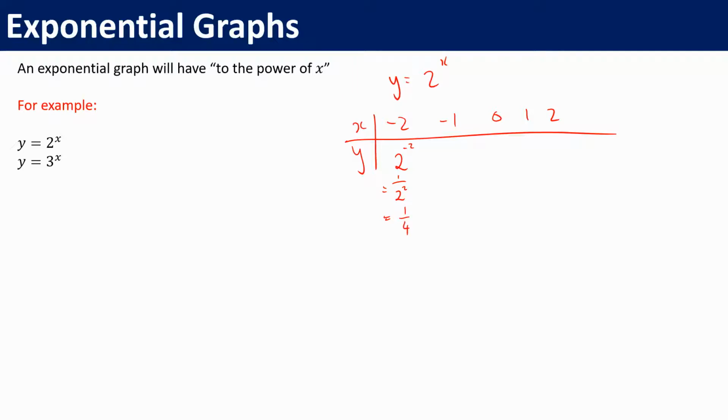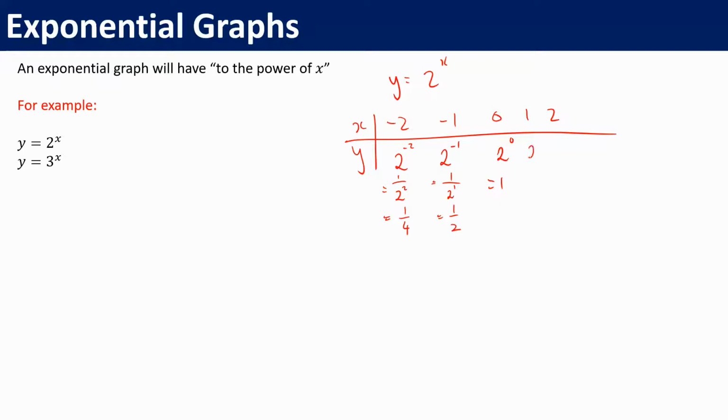If I sub in negative 1 into the equation, y would now equal 2 to the power of negative 1, which is the same thing as writing 1 over 2 to the power of 1, which is the same thing as writing half. What happens if I sub 0 in? It now becomes 2 to the power of 0. What's 2 to the power of 0? No. No. 1. Anything to the power of 0 is equal to 1. That's one of the properties, index laws. So the power of 0 is equal to 1.